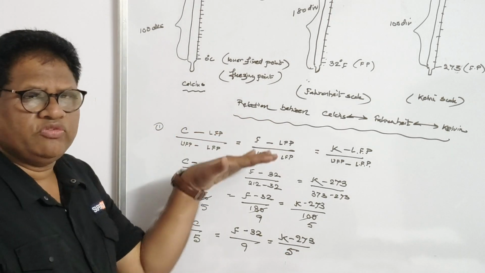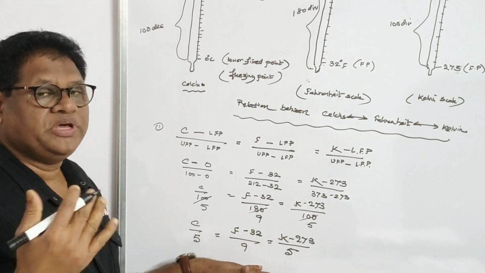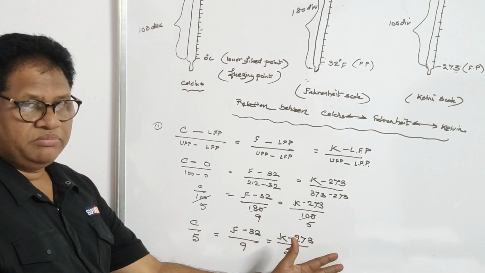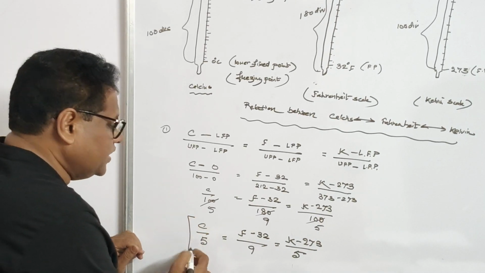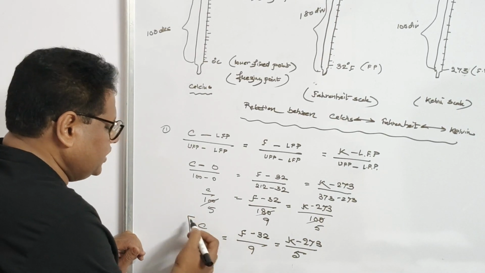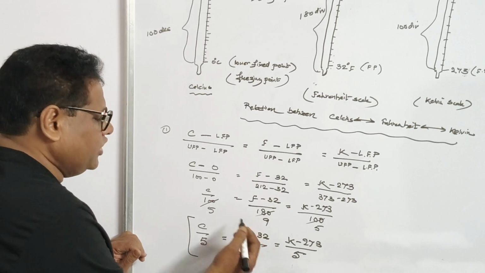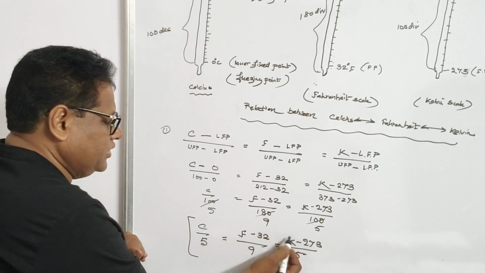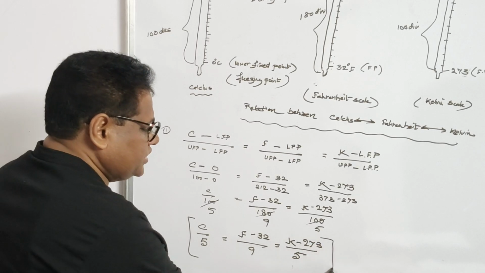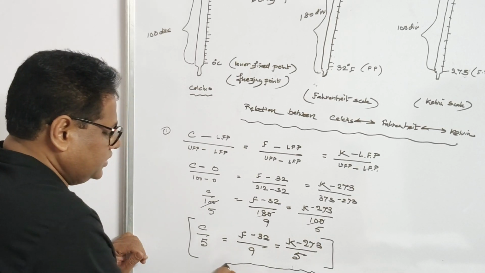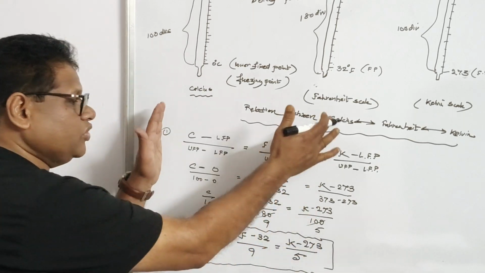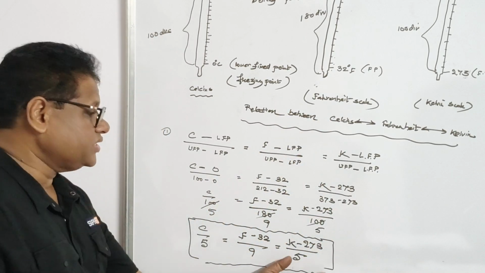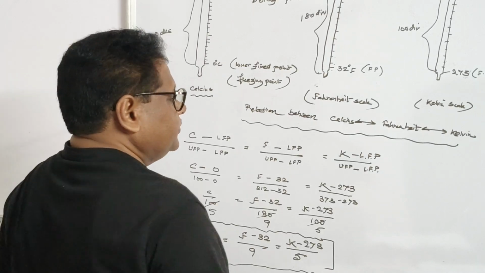This information is only for you to understand. You may not be asked to derive how this relation came, but the application, when you are converting a temperature in Celsius to Fahrenheit, you can use this conversion. When you want to convert Fahrenheit to Kelvin, you can use this conversion. So this is the application, the formula which you need to solve the questions. This is for you to understand how this relation came about.